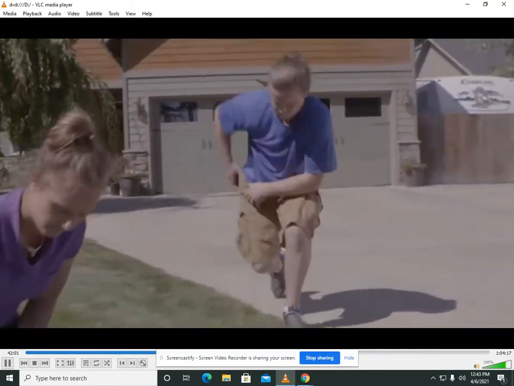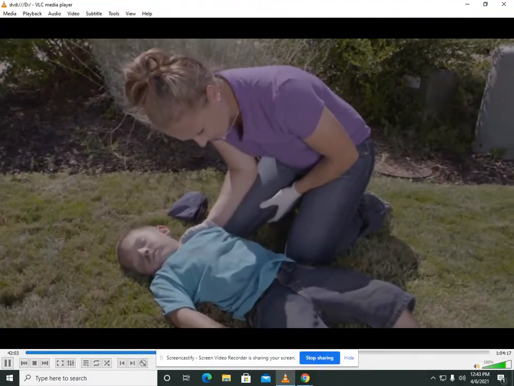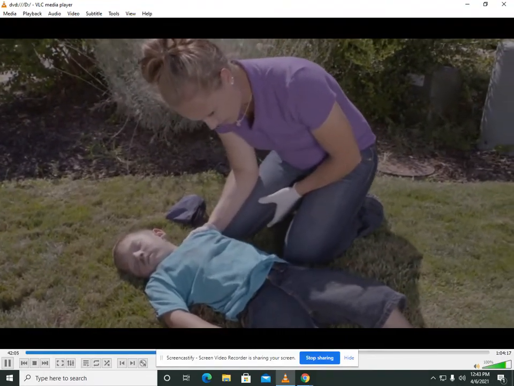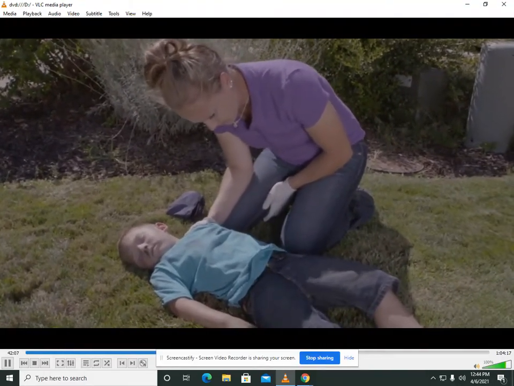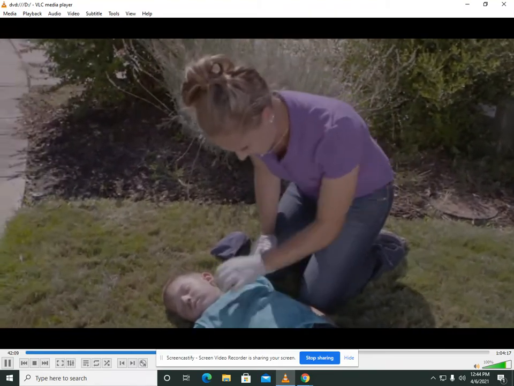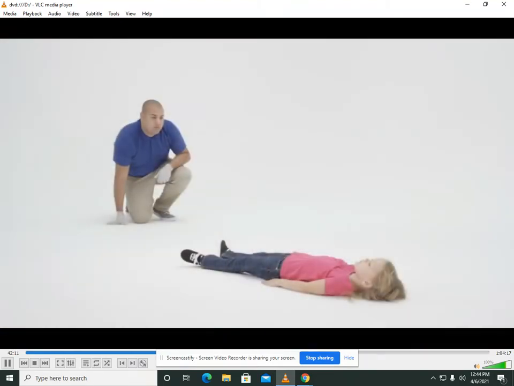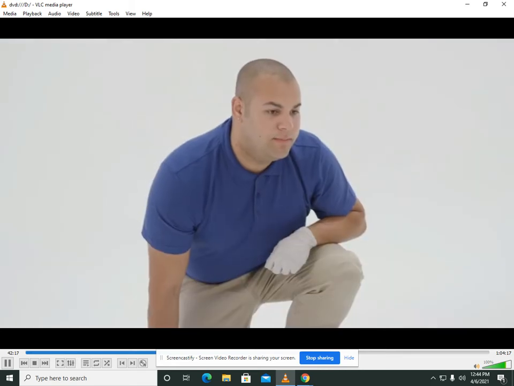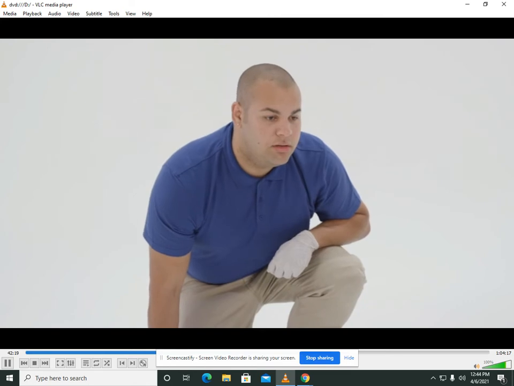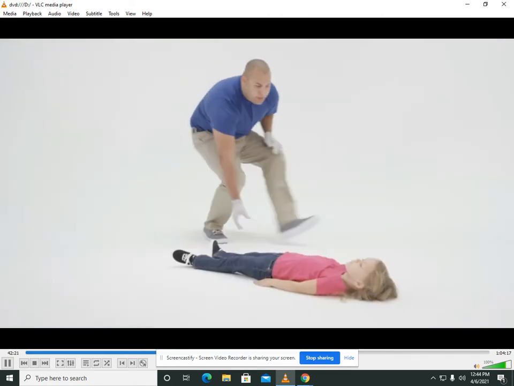The primary assessment is a simple way to quickly identify if a life-threatening condition is present. It's the initial approach to anyone suspected of being ill or injured. Before anything else, pause and assess the scene for hazards. If the situation is dangerous to you, do not approach. If safe, begin by checking for responsiveness.